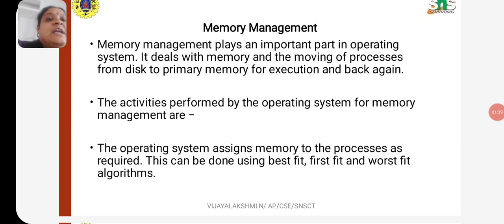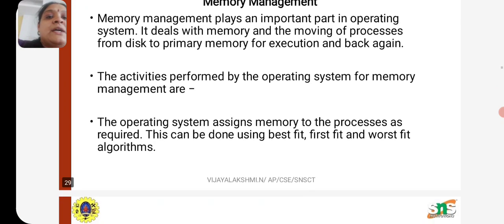The next operation is called memory management, which plays a vital role in the OS. It deals with memory and the moving of processes from disk to primary memory for execution and back again. Every program is stored in the secondary device, and from the secondary device it has to move to the primary. Only for execution will the process move from the disk to the primary memory, and it will come back again.